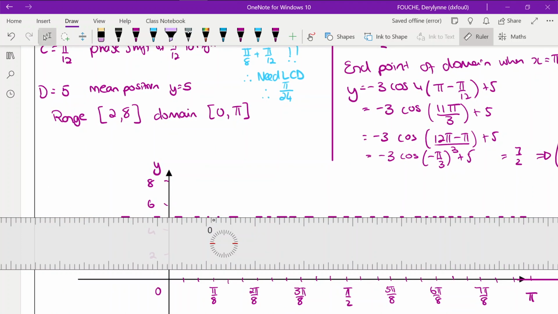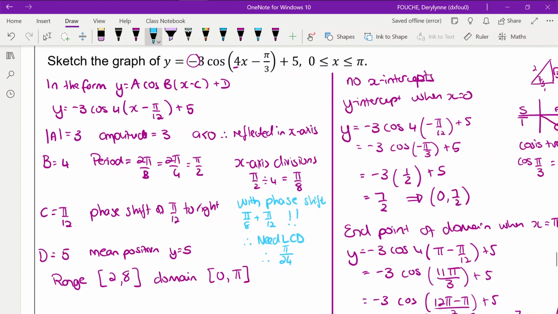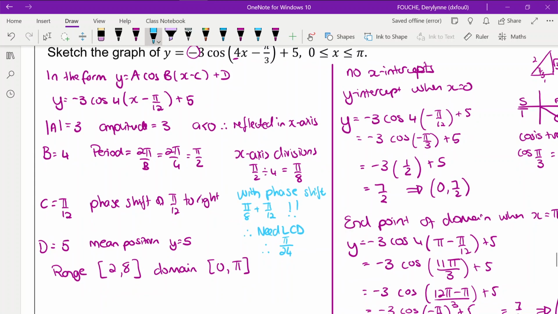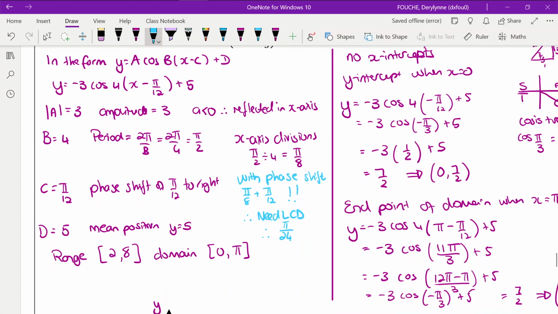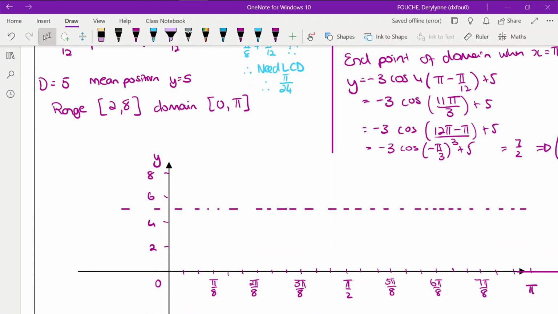Alrighty, now I'm going to draw 2 graphs. Okay, I'm going to draw an unshifted graph. I'm going to do that in a dotted line, but I'll do it in blue just to show you. Alright, so if the graph was just negative 3 cos of 4x plus 5, this is the one I'm sketching first.